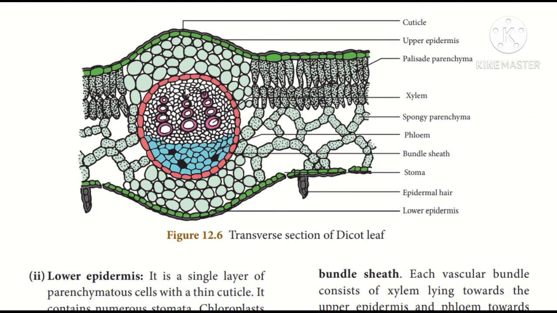Each vascular bundle is surrounded by a sheath of parenchymatous cells. This layer surrounding the vascular bundle is called the bundle sheath. Each vascular bundle consists of xylem lying towards the upper epidermis, and phloem lying towards the lower epidermis. So this is the nature of the vascular bundle. This is the anatomical structure of the dicot leaf, where the mango leaf is given as an example.